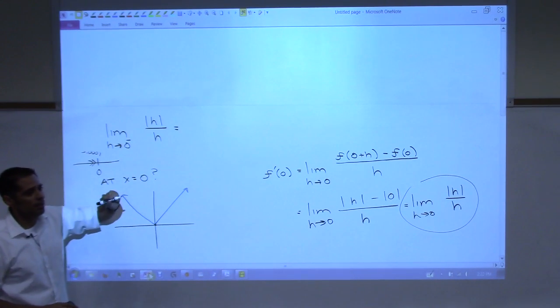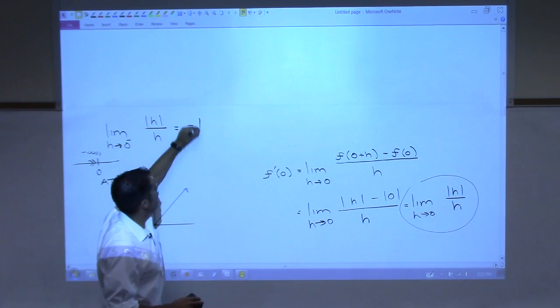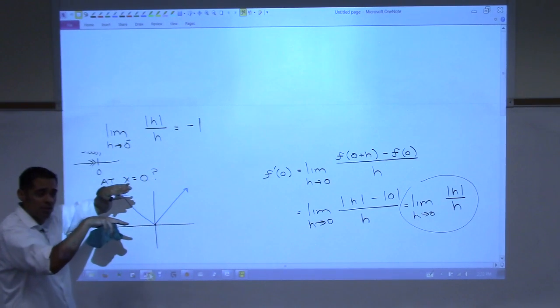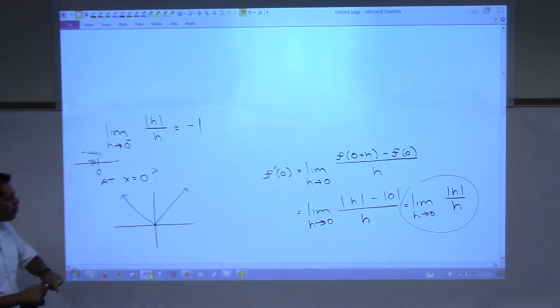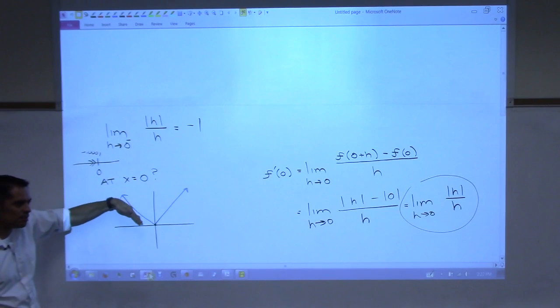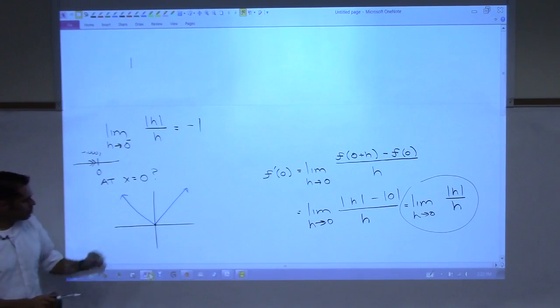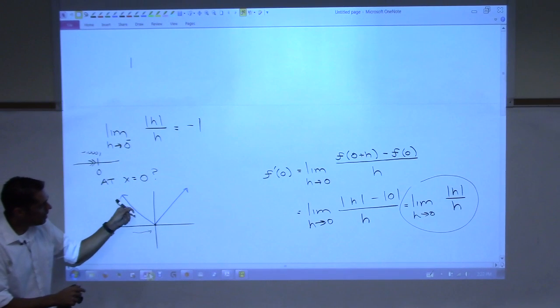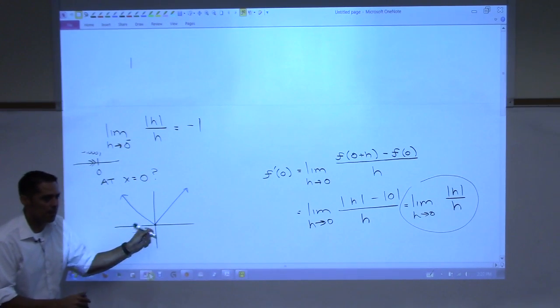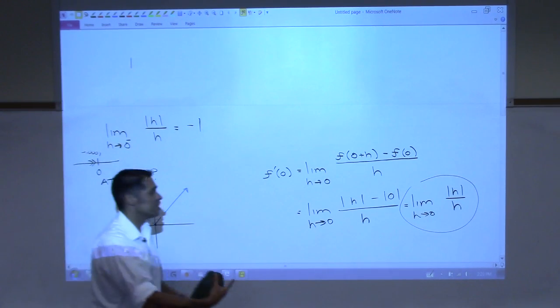So this would yield what? Negative 1, because it's the same numbers, they're just off by a sign. And that corresponds to, didn't we say, the slope? Look at the slope of this line. What is it? Negative 1. So the derivative is, I'm coming in this way, negative 1, negative 1, negative 1, right? Then I take the limit from the other side.